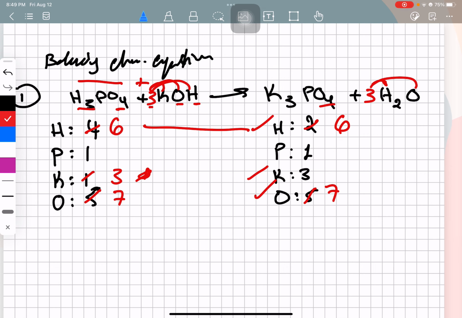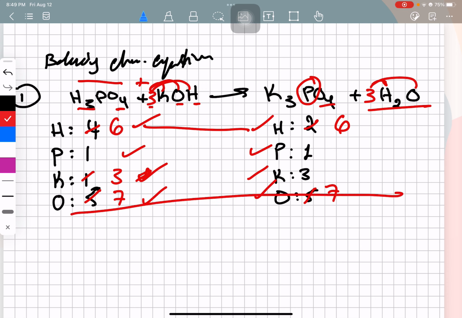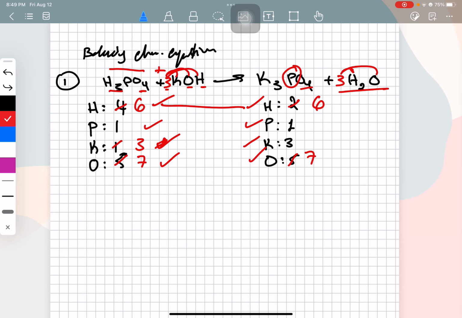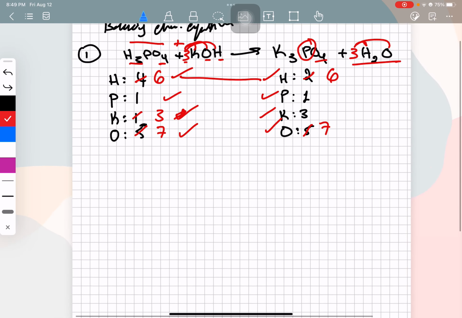Now the P. Well, the P didn't change. I didn't change that because there's no influence from here. So that's 1. So I look at here. Okay, so I have 6 hydrogens, 1 phosphorus, 3 potassium, and 7 oxygen, all of them. So that is how you balance this equation. And also, this is the same for each one of them.